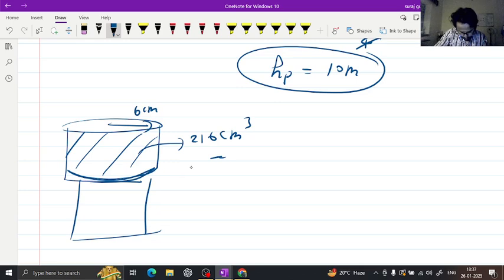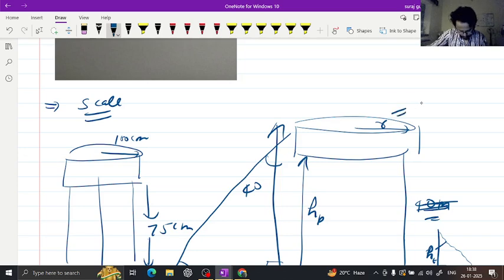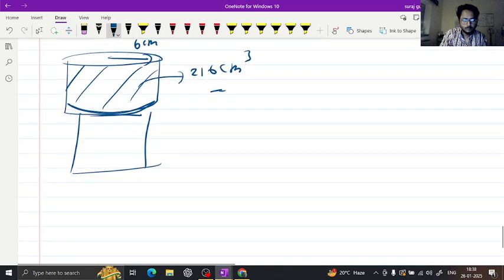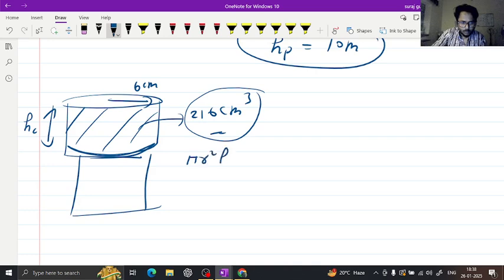The radius of the actual water reservoir is 2.5 meter. Okay, so we have to find out the height of the container, that is hc. So what is the volume of this cylindrical object? We know that the cylindrical object has the volume pi r square h, and that is given, that is 216 centimeter cube. And what is the radius?